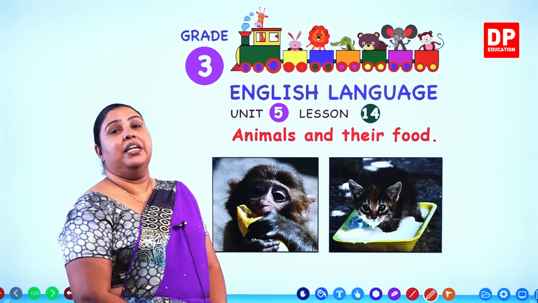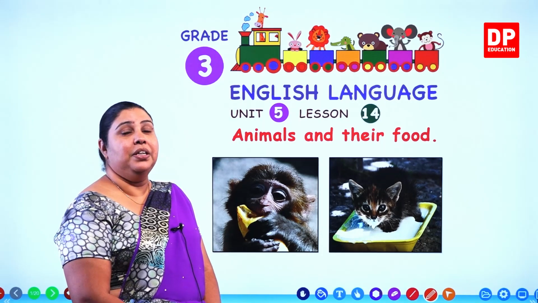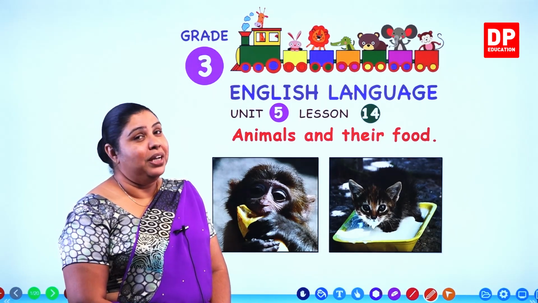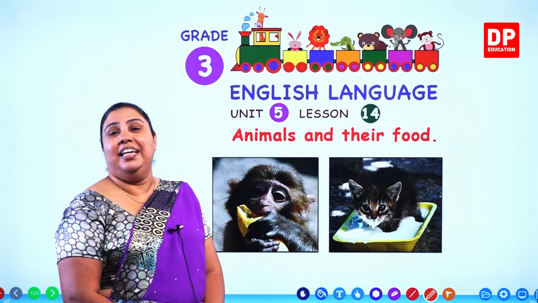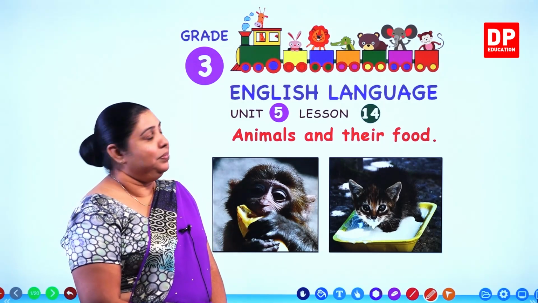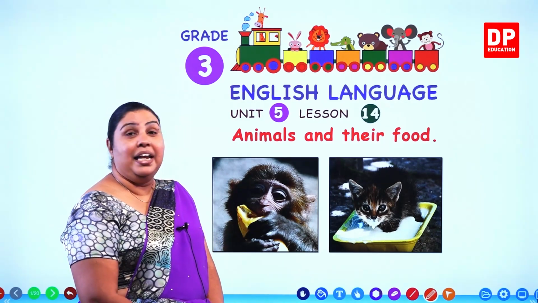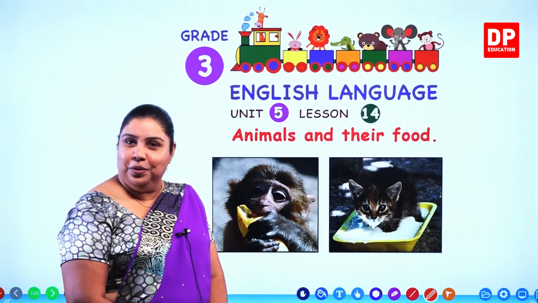So you have to take your pupils book, your workbook, and you have to get ready to start the English lesson with me. Lesson number 14, animals and their food.